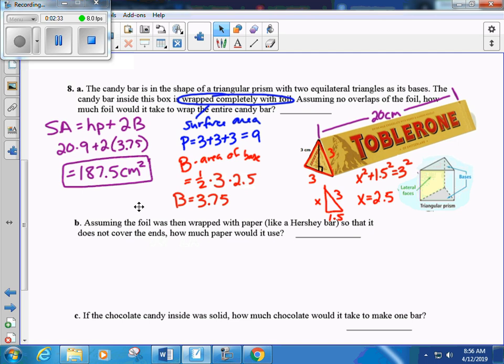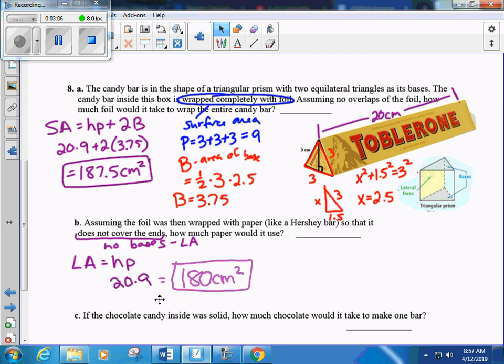All right, so that one's a little bit longer than the rest. B and C are actually much easier because I found some of the pieces I need already. If we read this, it says we're going to wrap it with paper so it doesn't cover the ends. So no bases, so it's a lateral area. So we look up the formula for lateral area. If you notice, it's the first part of surface area. So lateral area is just HP, so we're just doing HP again, so 20 and 9. 20 times 9 is 180 centimeters squared. And it's area, so it's centimeters squared.